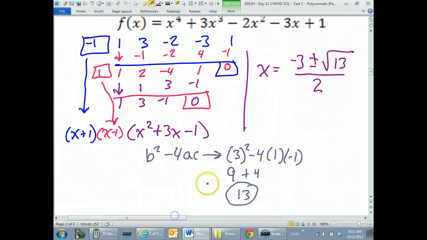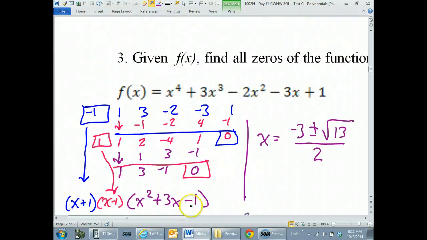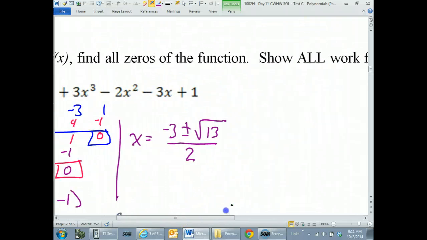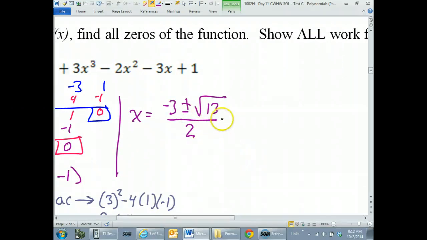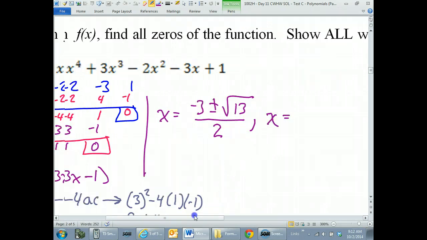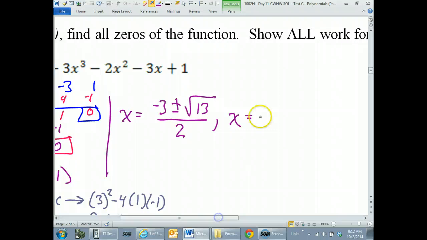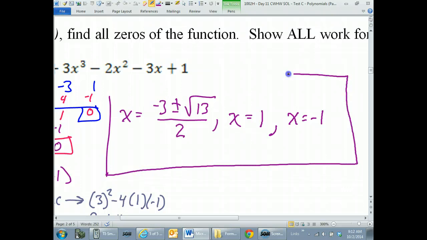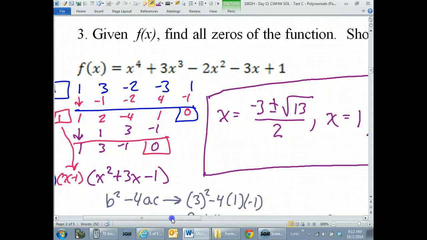So what were we supposed to do? Were we factoring or finding? Just find all zeros, period. Okay. So these are two zeros, and of course we have the 2 from the calculator. So we have this, and x equals, what was it again? 1 and negative 1. Okay, so this is the complete list. All right, any questions about number 3? Okay.